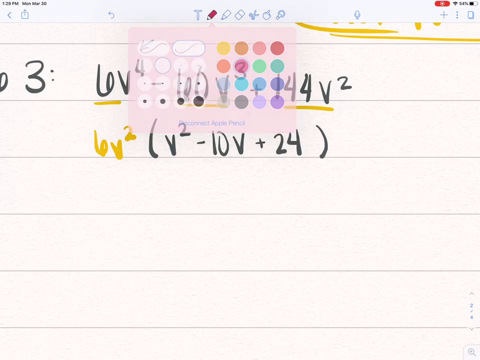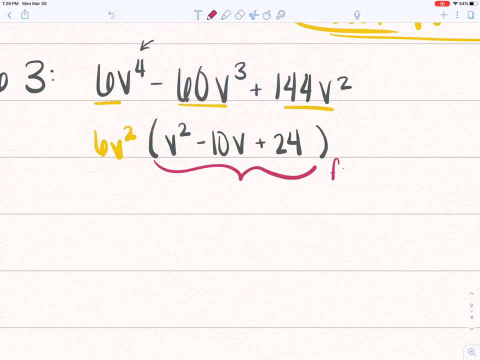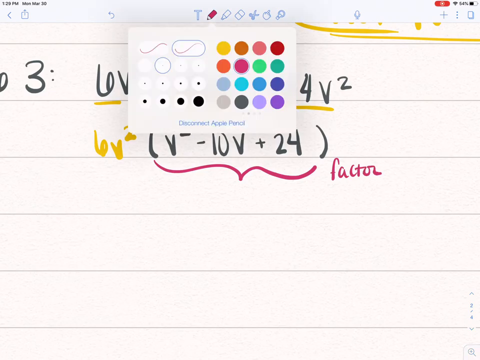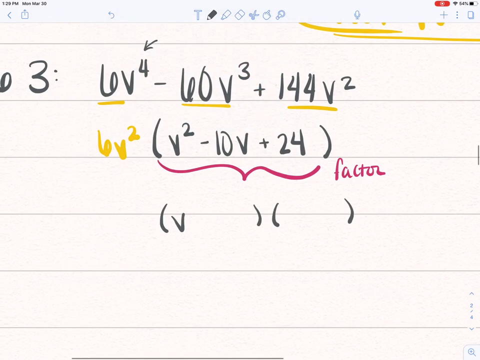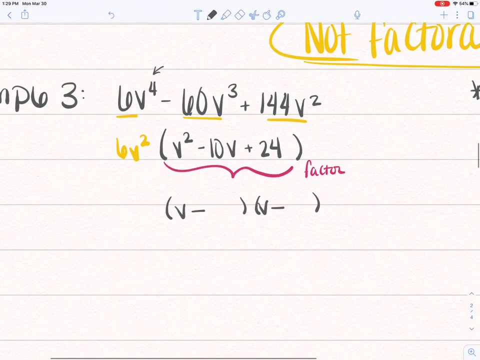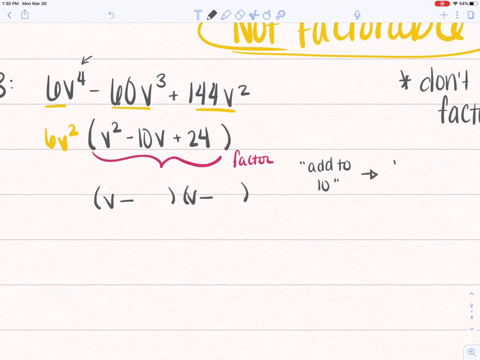Now what I'm going to do is take this middle part, and I'm going to factor that like normal. Factor it like I just did in the last examples. So I've got v and v. Now c is positive and b is negative, so I'm going to have negative, negative, which means I'm going to be adding to 10 and multiplying to 24. So add to b, add to the middle thing, multiply to the last one.